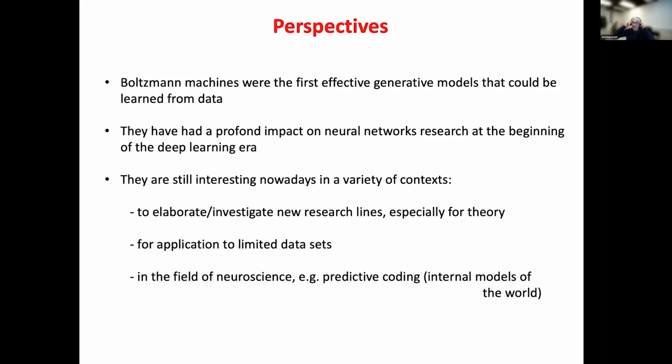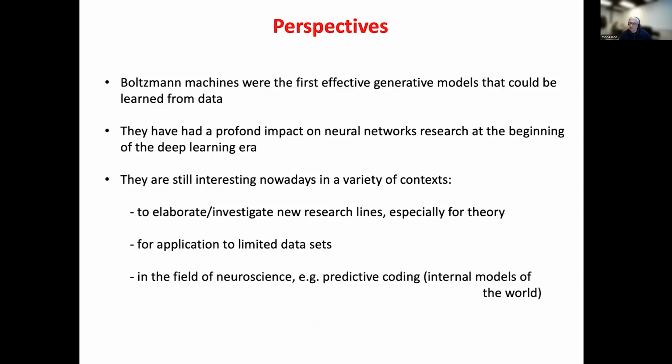And I will end up with the conclusion. So historically, I think Boltzmann machines are very important because they were the first effective generative models that could be learned from data. We talk a lot nowadays about DALL-E, ChatGPT, all these generative models, which are super powerful, but these ones were the first ones. They also had a profound impact on neural network research at the beginning of the deep learning era, which I just mentioned briefly. And I think they are still very much interesting in a variety of contexts nowadays.